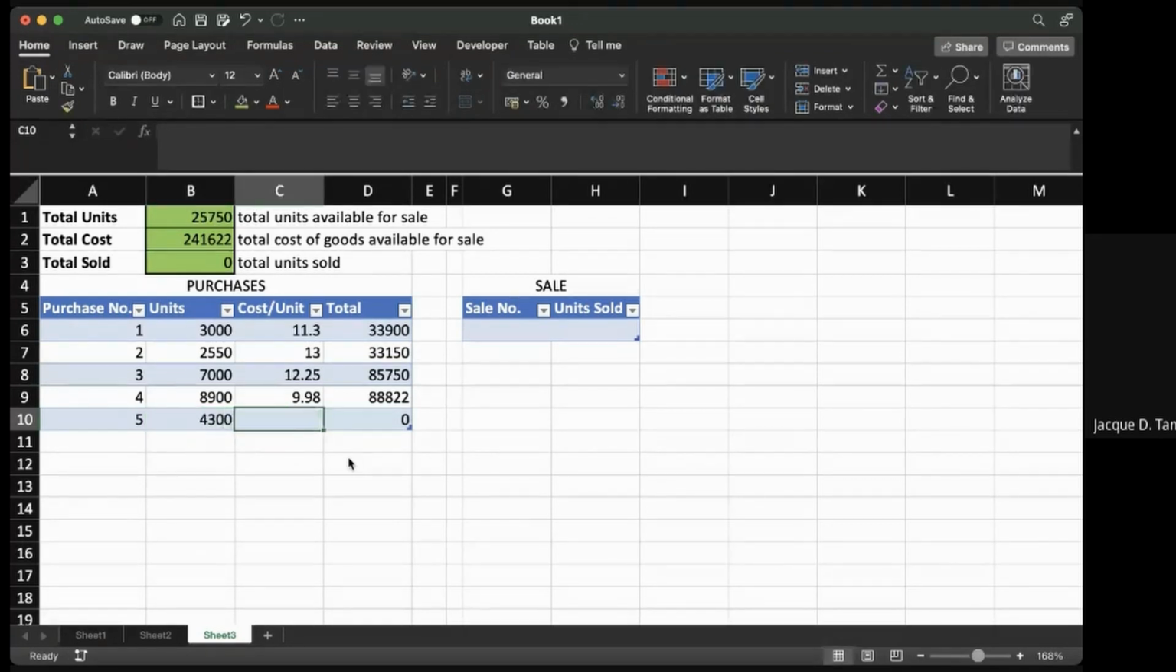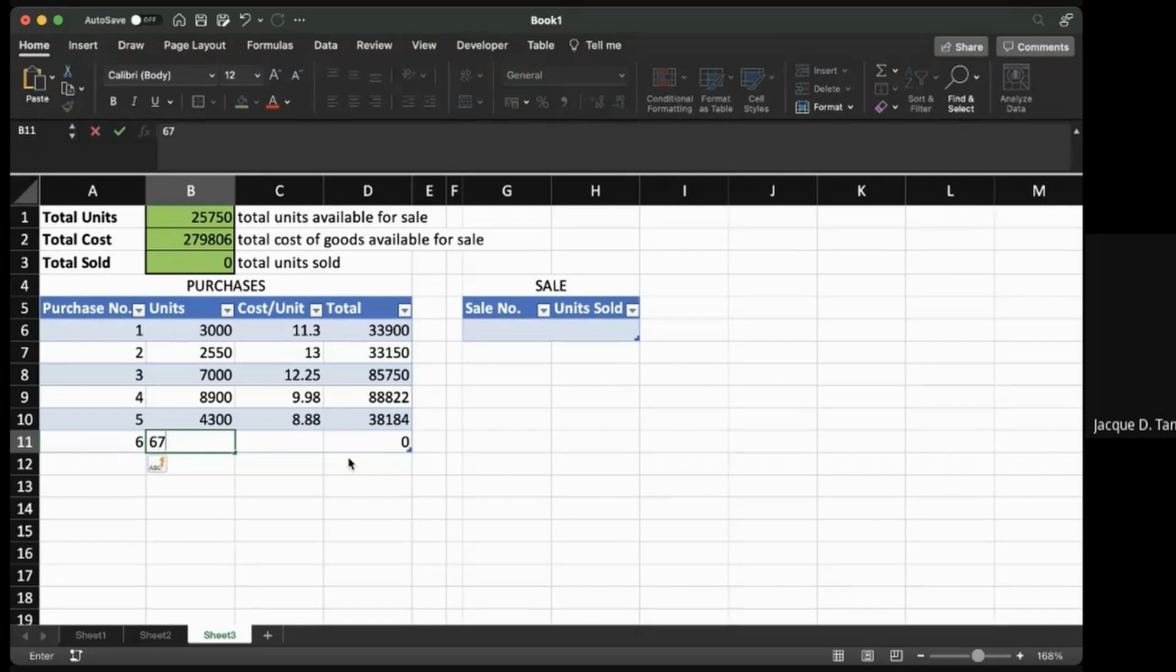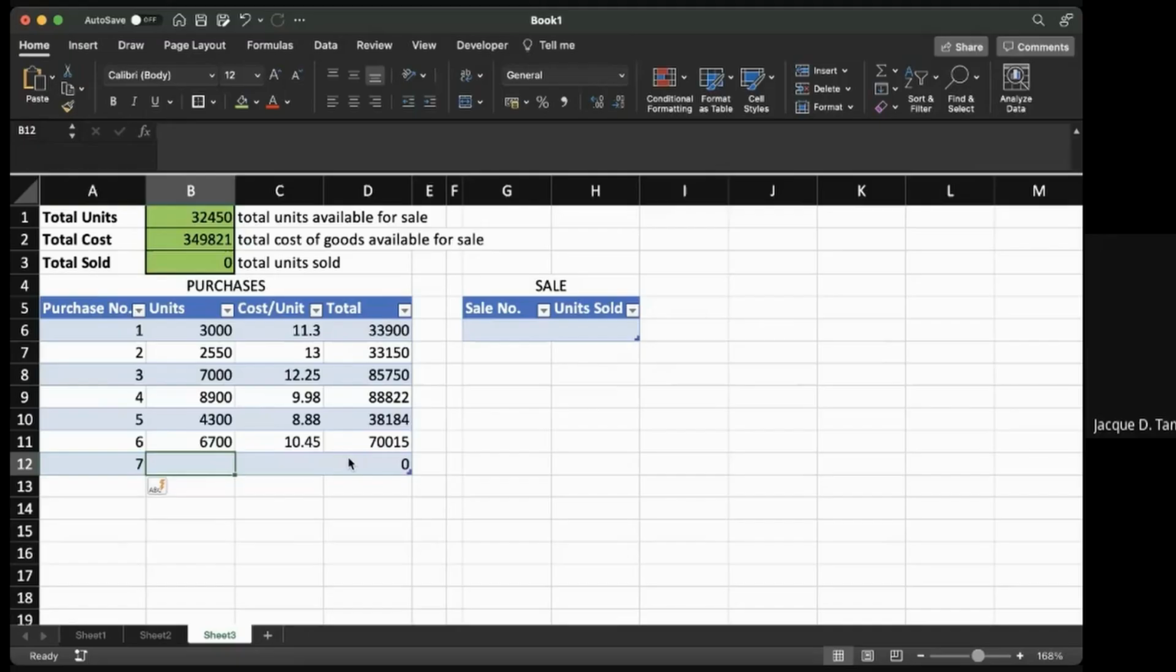Another series, 4,300, 8.88. Another series, let's say 6,700, 10.45. And last, let's say 7,700. And the cost per unit is, let's say, 10.75.